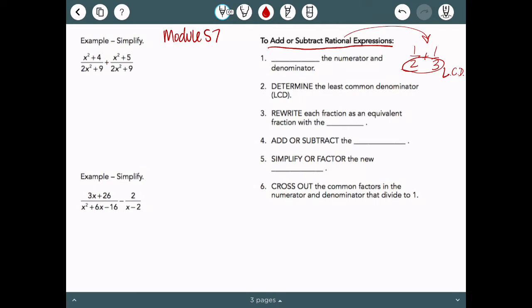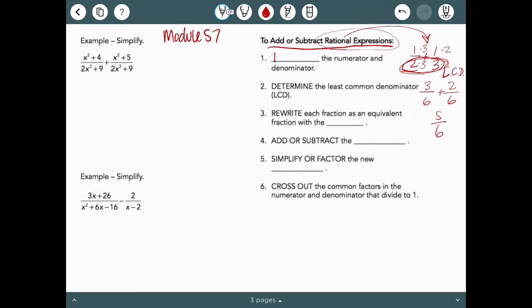So if we were going to add these fractions, we'd have to basically multiply each of them times each other in order to figure out what is the least common denominator, which would be 6, before we could add them. So we'd have 3 plus 2, and we get 5 over 6. So we're going to follow the exact same pattern, but this time we're going to have variables in it. So that's why they're called rational expressions.